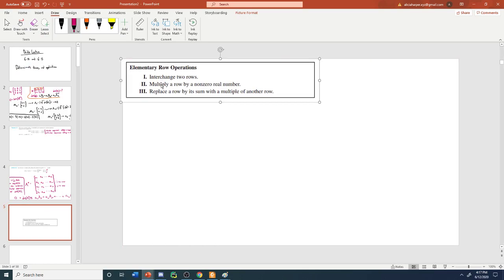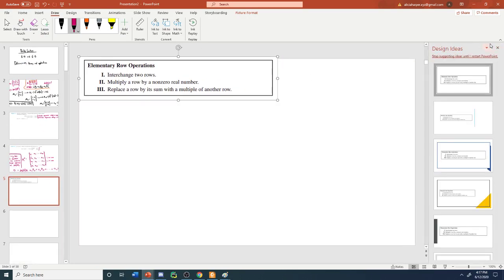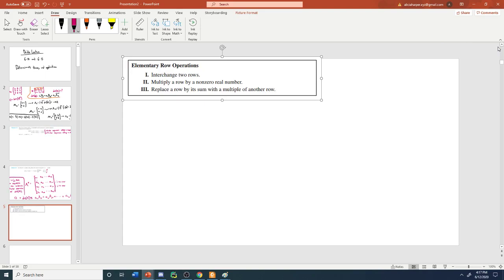So these row reductions came up when we were studying the methods of solving a linear system. You could interchange two rows, you could multiply a row by a non-zero real number, you could also replace a row by its sum with a multiple of another row. And for each of these row operations, we associated a corresponding elementary matrix. And we showed that basically performing a sequence of row operations corresponds to a sequence of matrix multiplications by the given elementary matrices.